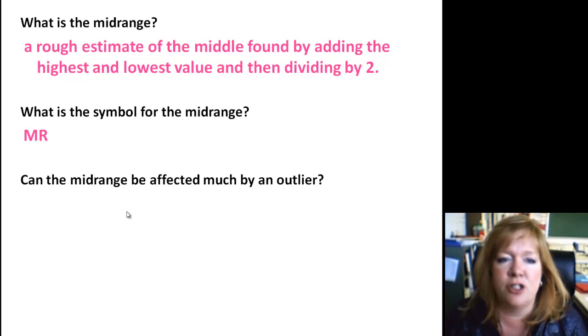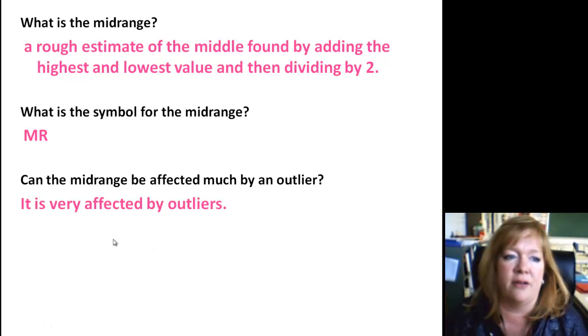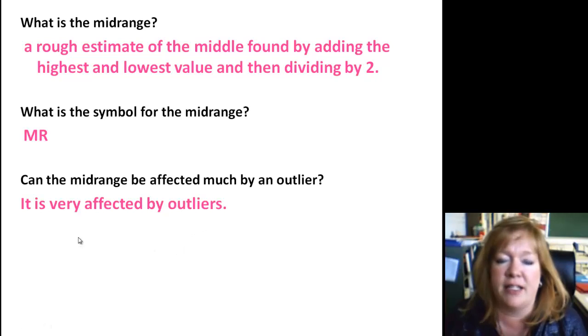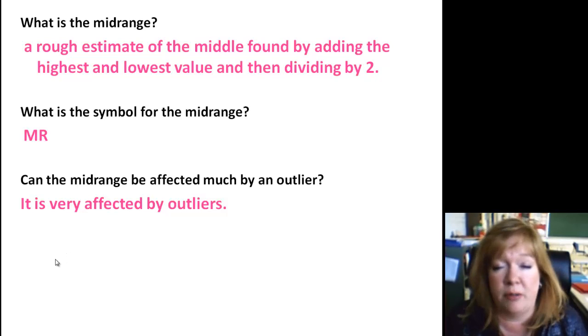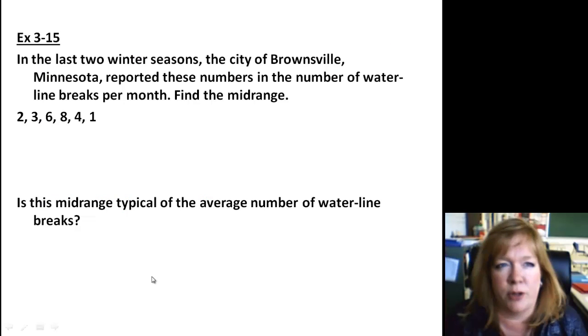Can the mid-range be affected much by the outliers? It is very affected. And by the way, outliers are extreme high, extreme low values that are in your data set. I did not say extremely high or extremely low values, because that's what an outlier is. It makes our notes shorter, and I'm all about short notes.